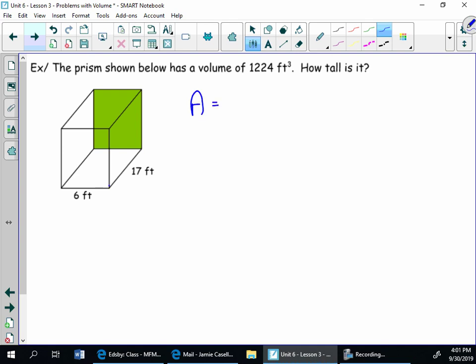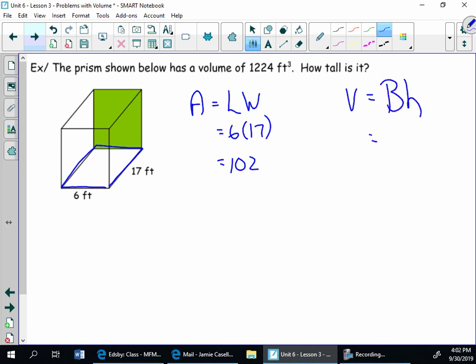Look at my base. My base at the bottom is 6 by 17. It's a rectangle. Multiply together, I get 102. My volume, base times height, doesn't come to a point, so I don't have to divide by 3. I know the base is 102. I don't know the height, but I do know the volume.